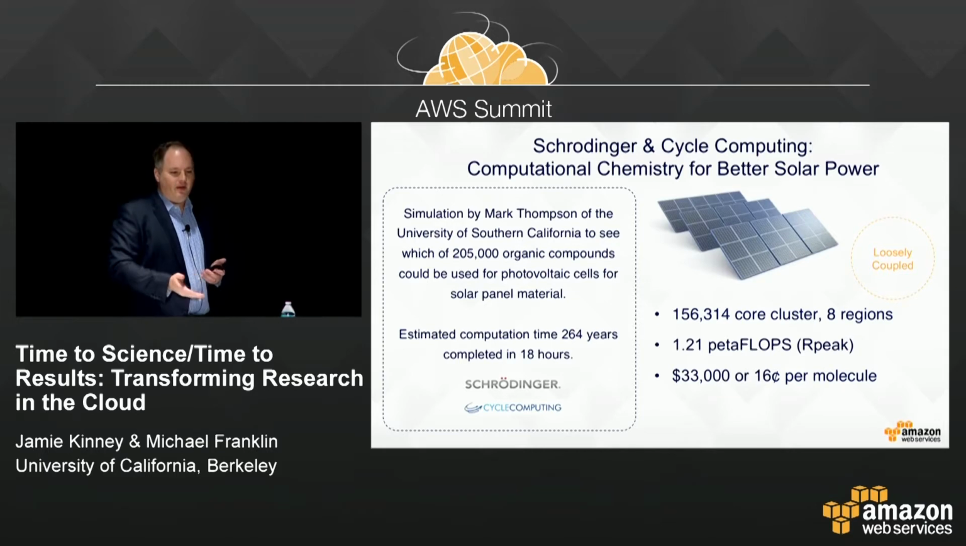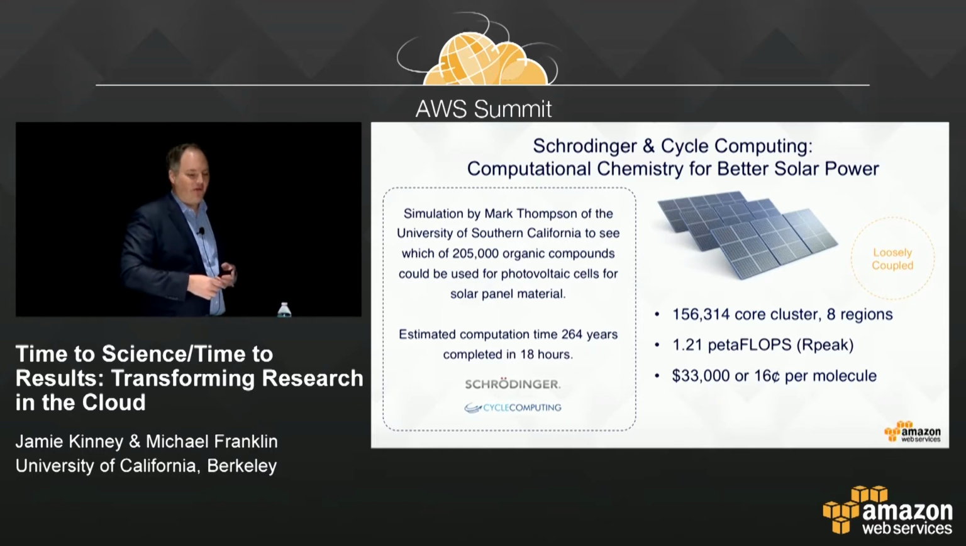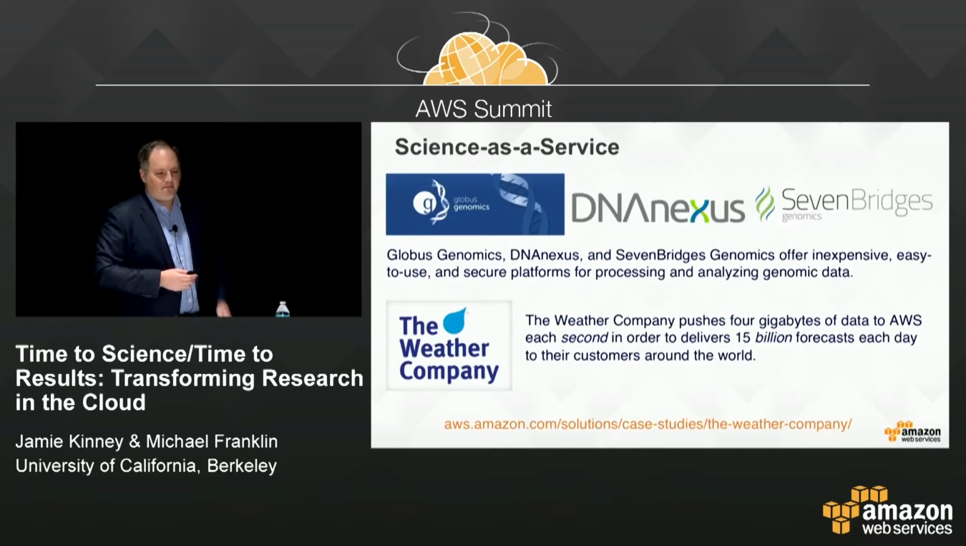A great example is the Schrödinger example of analyzing and simulating compounds that might be the next best technology for solar panels and solar electricity generation. And so a researcher at USC simulated with molecular dynamics software running on EC2 Spot 205,000 organic compounds to find which would be potentially the best for photovoltaic cells. An amazing amount of work in that, 264 years of computation being completed in just 18 hours at a very, very reasonable cost for the types of results that they get.